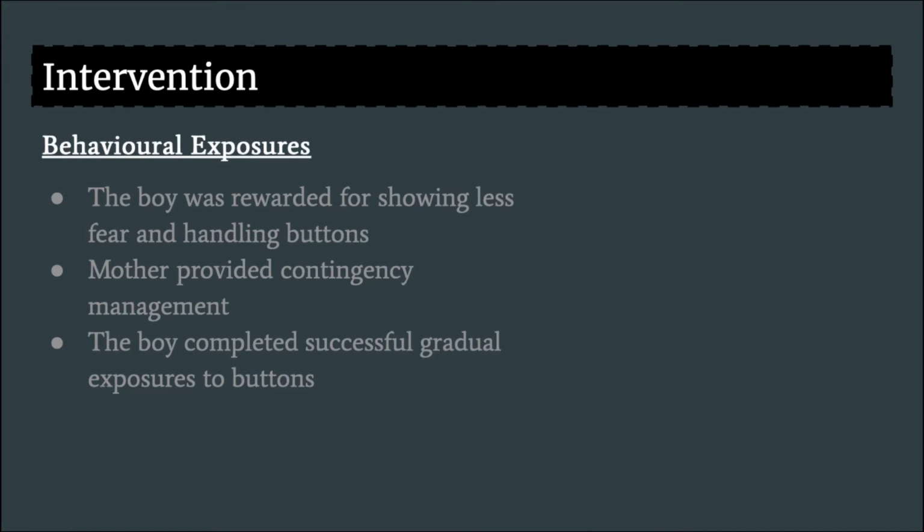The difference between in vivo and in vitro exposure is also constantly asked in the CI exam and heavily tested on. In vivo exposure is being exposed to the fear stimuli in real life, like actually handling the fear stimuli or seeing it in real life. And in vitro exposures are basically imagining the fear stimuli and imagining your experience with it. So in this case, the behavioral exposures are going to be known as in vivo exposures.